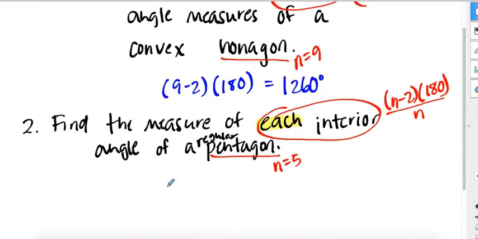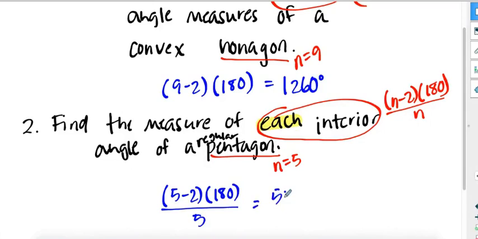So now we use the formula. 5 minus 2 times 180, and we're finding each angle, so we're going to divide by 5. So in the numerator, we'll have 540. In the denominator is 5. So that means each angle is going to be 108 degrees.